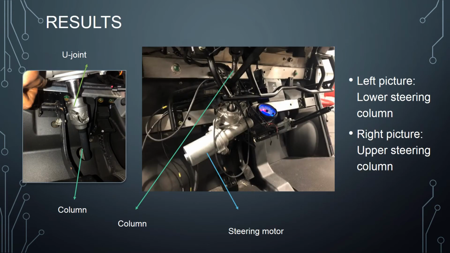Here are the final results that we found for our golf cart. In the left picture, we have the bottom of the steering column connected to the U-joint. In the right picture, we have the power steering motor connected to the upper part of the column and U-joint. We don't have the brackets yet. They are being machine shopped now. We expect them to be done by the end of March.